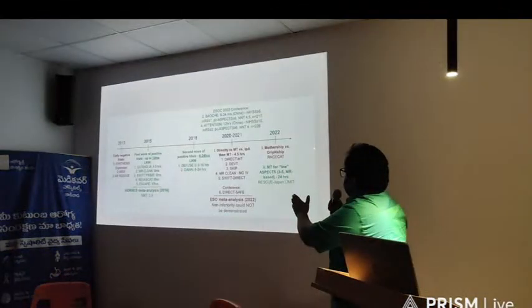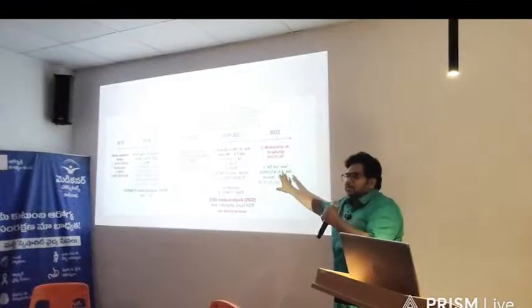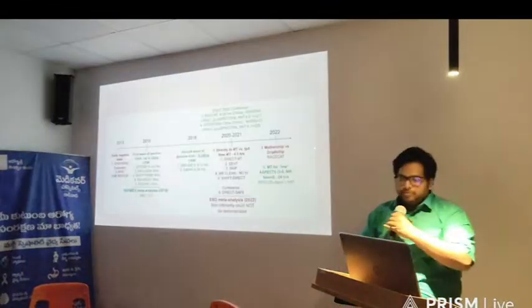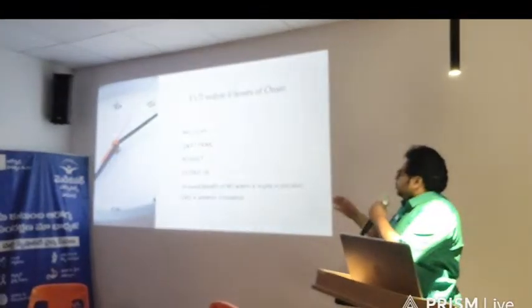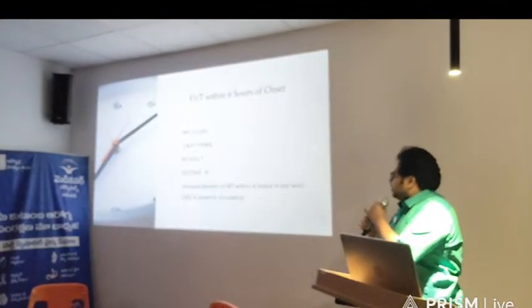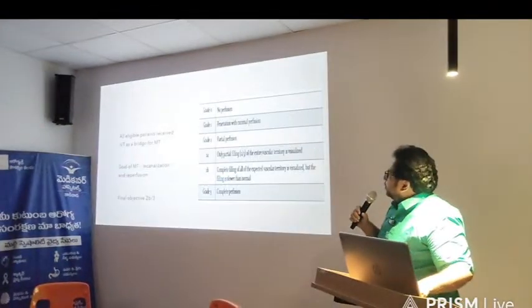Now coming to 2022 and 2023, as I already mentioned, mechanical thrombectomy trials have also been done for lower ASPECTS scores. So EVT within 6 hours: these trials showed benefit of mechanical thrombectomy within 6 hours in patients with large vessel occlusion in the anterior circulation.